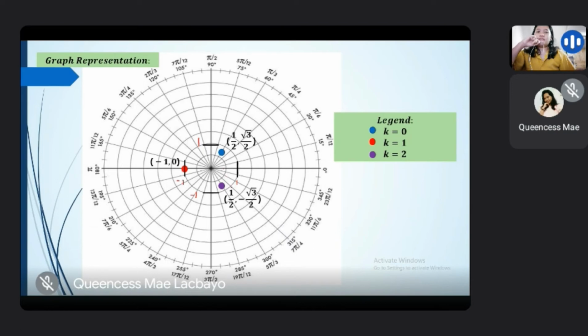And lastly, for k equals 2, it is the same answer but our imaginary part is negative, so it is in the fourth quadrant. Here, the x value is positive 1 half, and the y value is negative square root of 3 over 2. The angle we got earlier for alpha is 300 degrees. This is the graph representation for k equals 0, 1, and 2, to get the cube roots of negative 1.